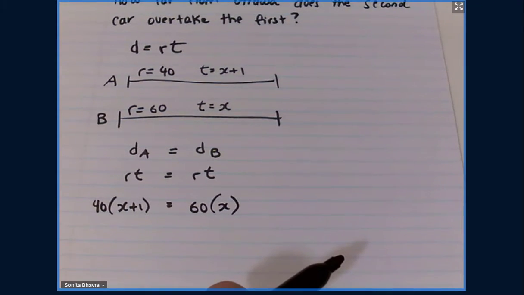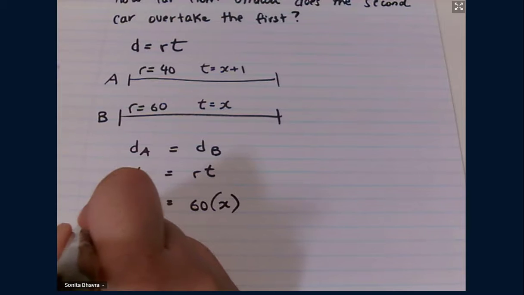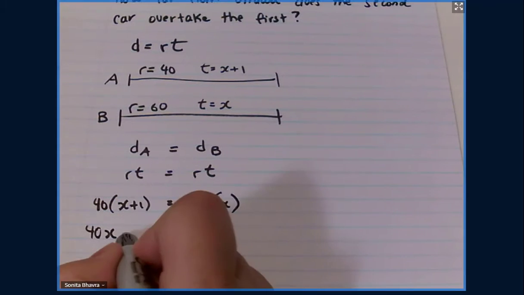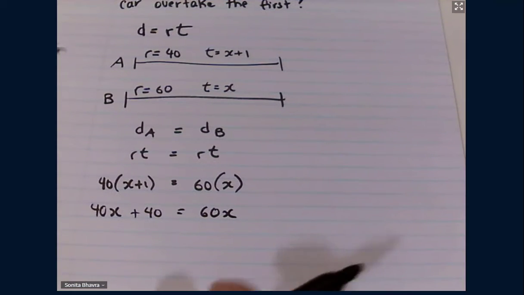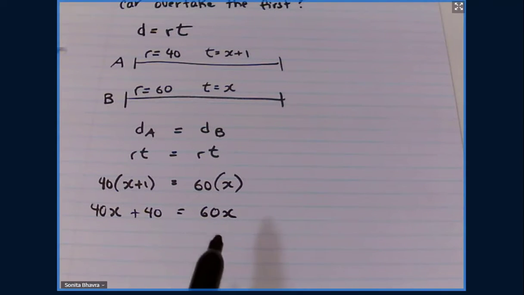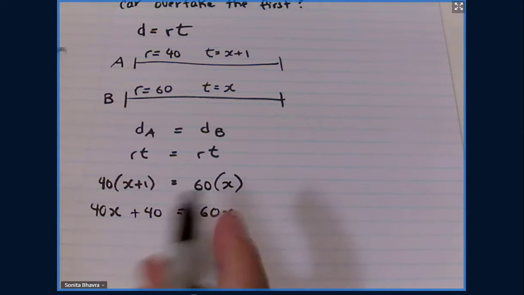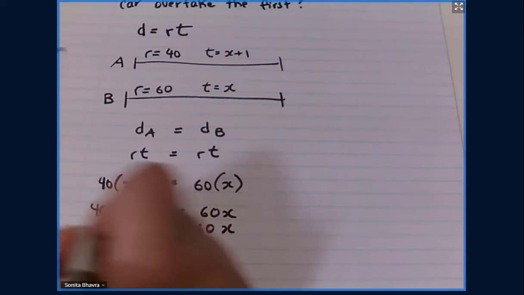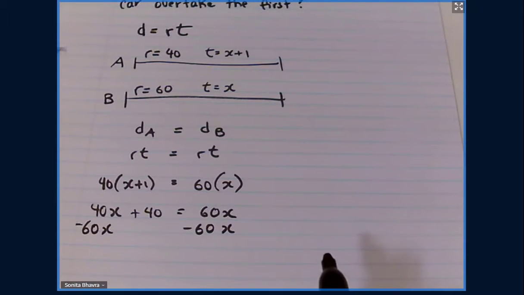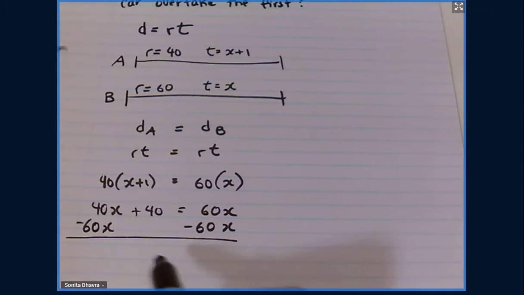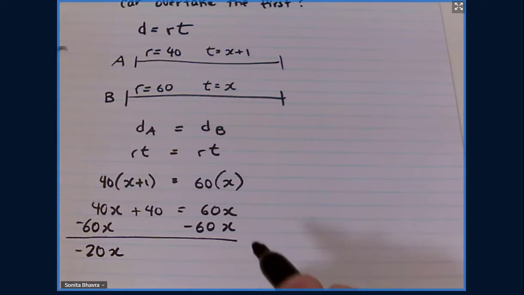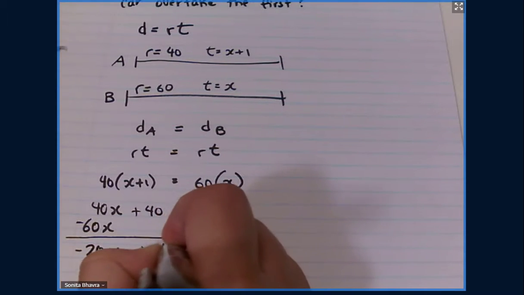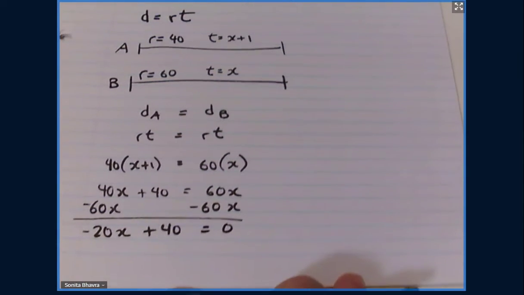Next, we'll multiply this out. So 40X, and then 40 times 1, that's plus 40, and that's equal to 60X. And we'll collect our like terms. I'm going to bring the 60X to this side. I subtract the 60X, and I get 40 minus 60, that's negative 20X, plus 40 is equal to 0. We've got nothing on that side.